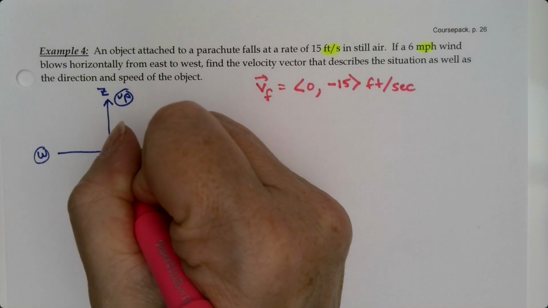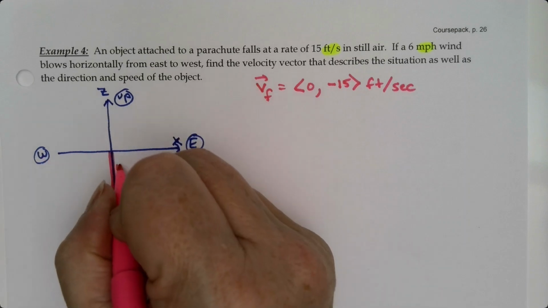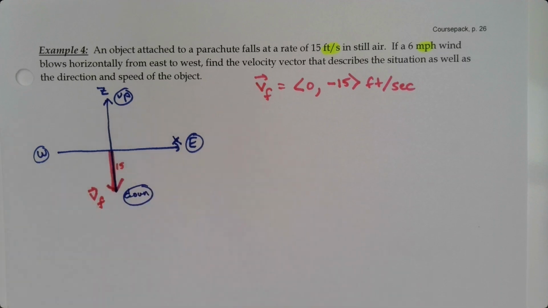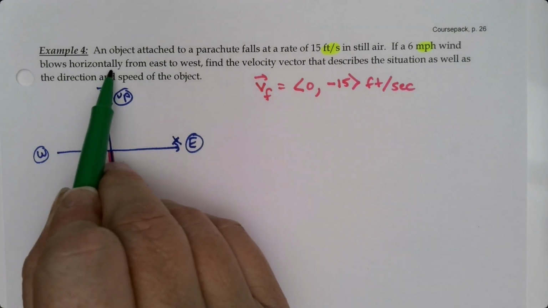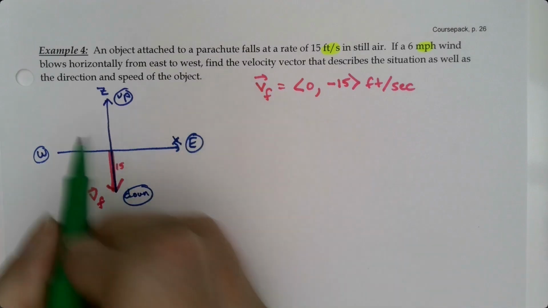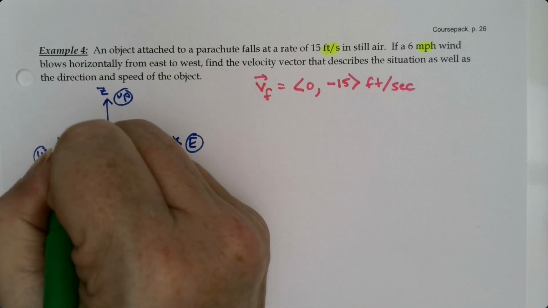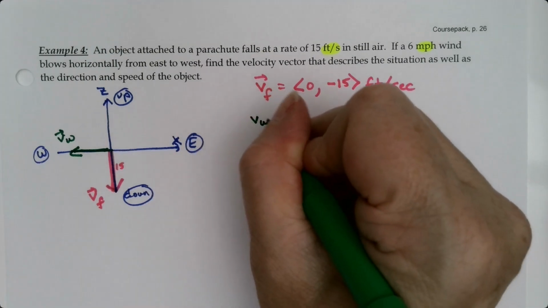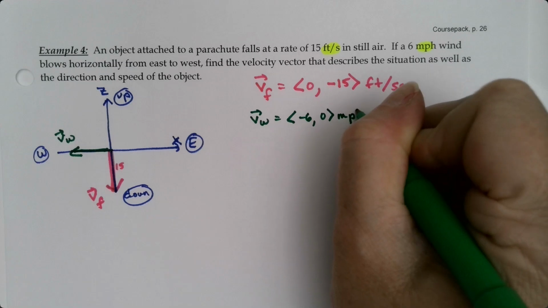Okay, and that would be straight down like this, right? That'd be 15. That's the velocity of the falling parachute. I did F for falling. You could do P for parachute. That would work too. Okay, so now we have a wind blowing horizontally from east to west, right? And it's a 6-mile-per-hour wind. So that's the velocity due to the wind, and it's going that direction. Now we know the velocity due to the wind is negative 6, 0, but that's miles per hour.